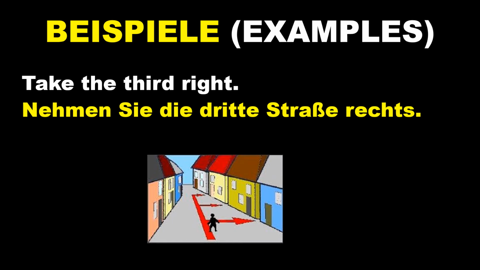Nehmen Sie die dritte Straße rechts. Take the third right. Quite clear? So here we can use the verb nehmen. I hope this one is clear. With the picture, it's very simple to understand. Easy to understand.